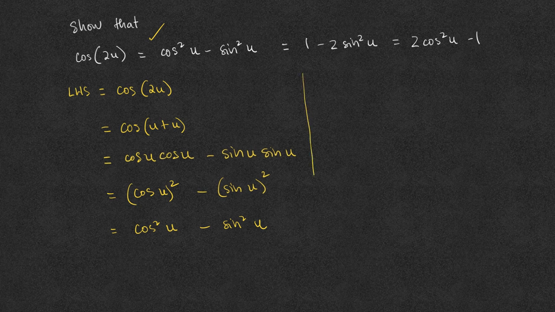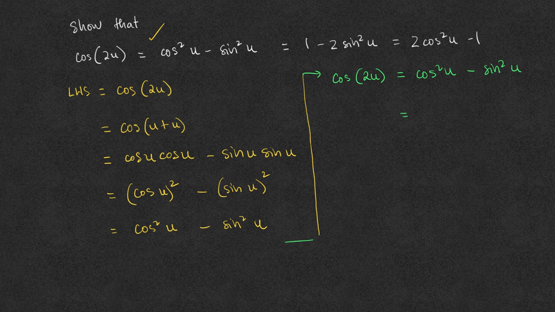Next, we want to show that this result is also 1 minus 2 sine squared of u. And so, we will pick up where we left off, and we start with cosine of 2u equals cosine squared of u minus sine squared of u, which is what we just showed. This time, there is no cosine in this expression, so we will need to rewrite cosine in terms of sine.